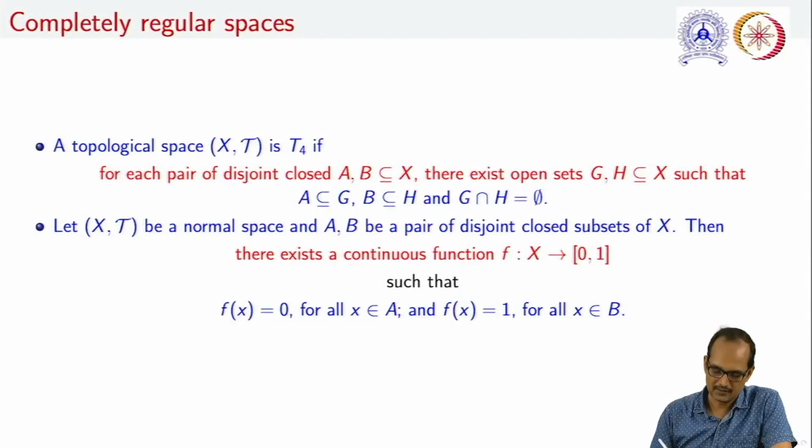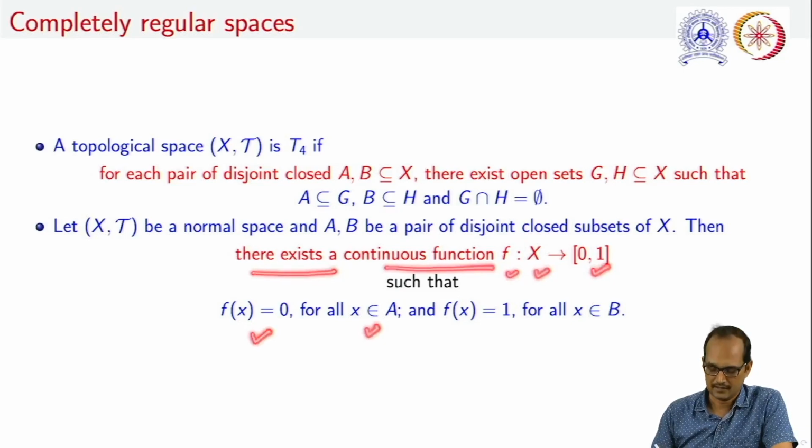Further, we have seen that instead of open sets, the separation of disjoint closed sets can be achieved by using continuous functions, and that is the well-known Urysohn lemma. This lemma states that if we have a normal space (X, tau) and a pair of disjoint closed subsets A and B of X, then there exists a continuous function f from X to the closed interval [0, 1] such that f(x) equals 0 for all x in A and f(x) is equal to 1 for all x in B.